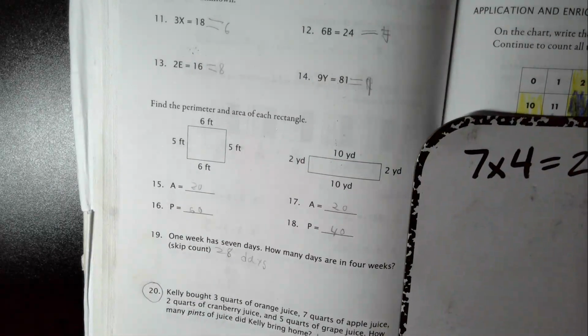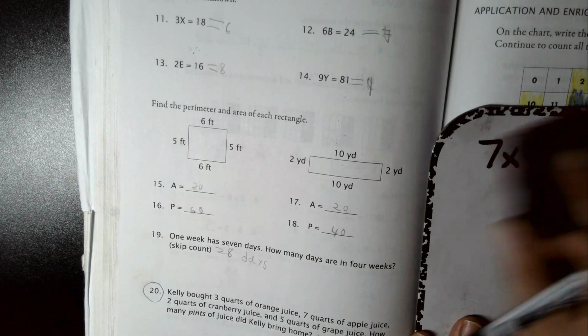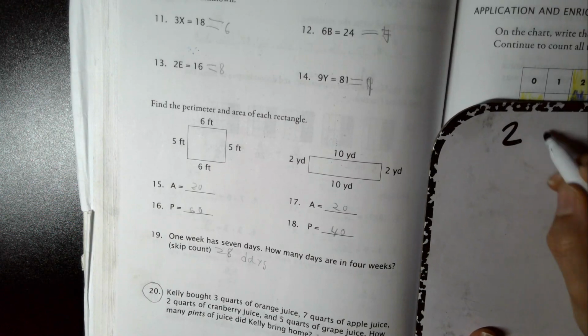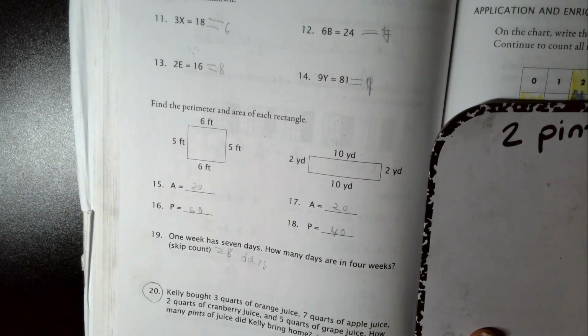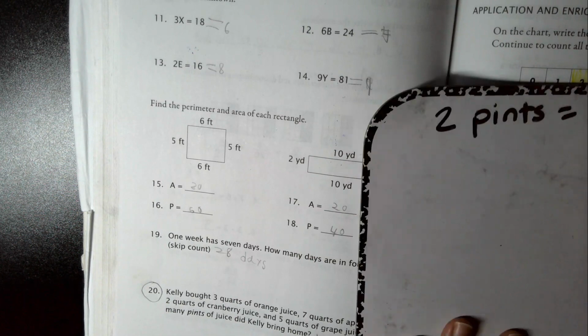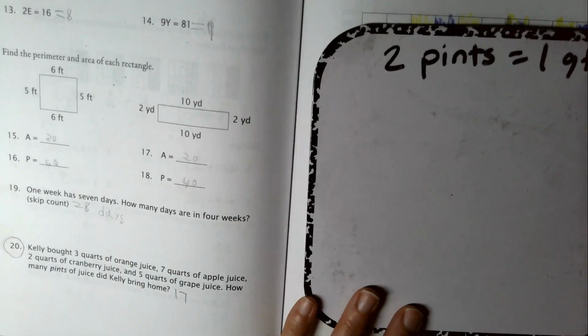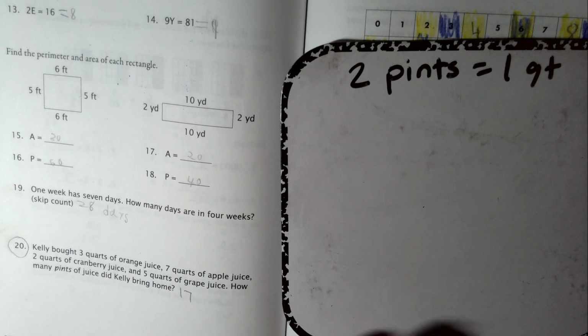Okay, then we go to number 20. Number 20 says Kelly bought 3 quarts of orange juice, 7 quarts of apple juice, 2 quarts of cranberry juice, and 5 quarts of grape juice. How many pints of juice did Kelly bring home? Okay, so there are 2 pints in 1 quart. So that's our first thing that we're going to write down because we know that that is the case.